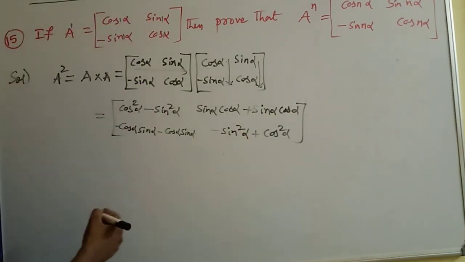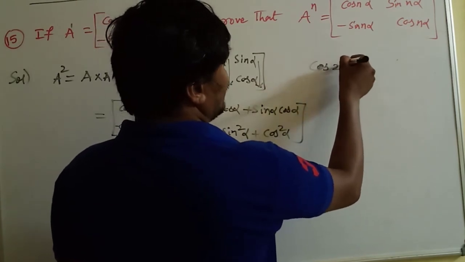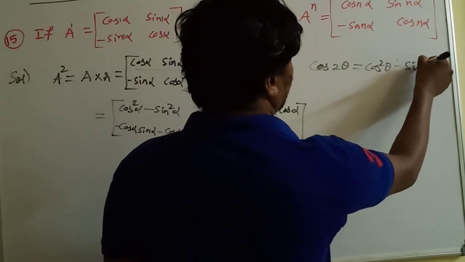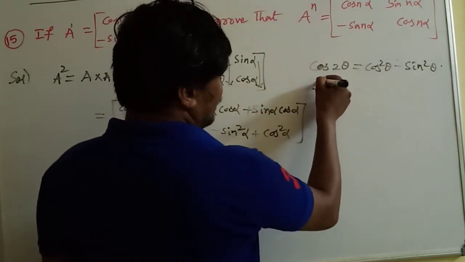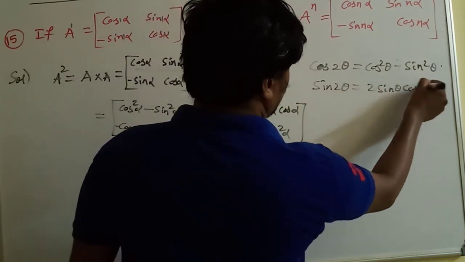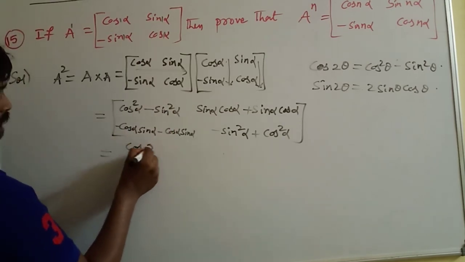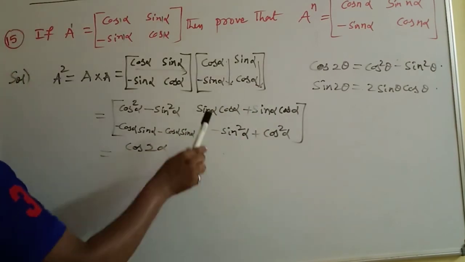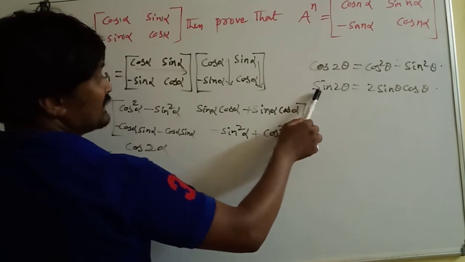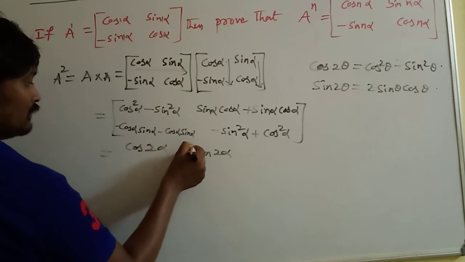You already know this formula, that is cos 2 theta is equal to cos square theta minus sin square theta. Another one, sin 2 theta is equal to 2 sin theta cos theta. Remember this. Now see, cos square alpha minus sin square alpha means cos 2 alpha according to this formula. Now sin alpha cos alpha plus sin alpha cos alpha means 2 sin alpha cos alpha. That means it's nothing but sin 2 alpha. Directly I am writing. Okay?